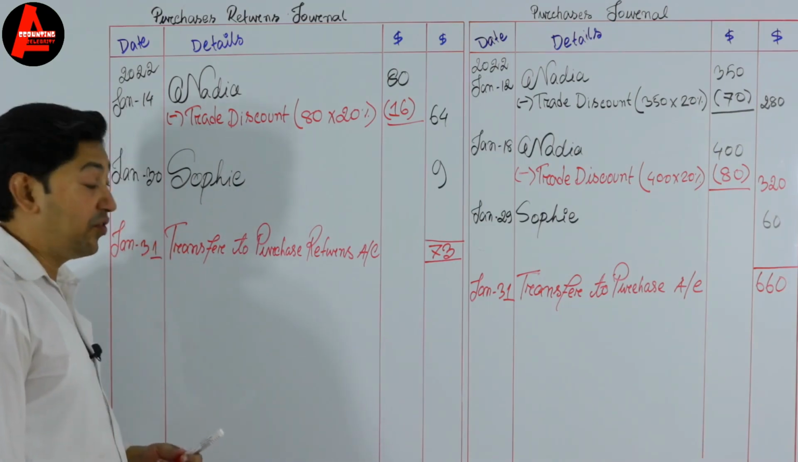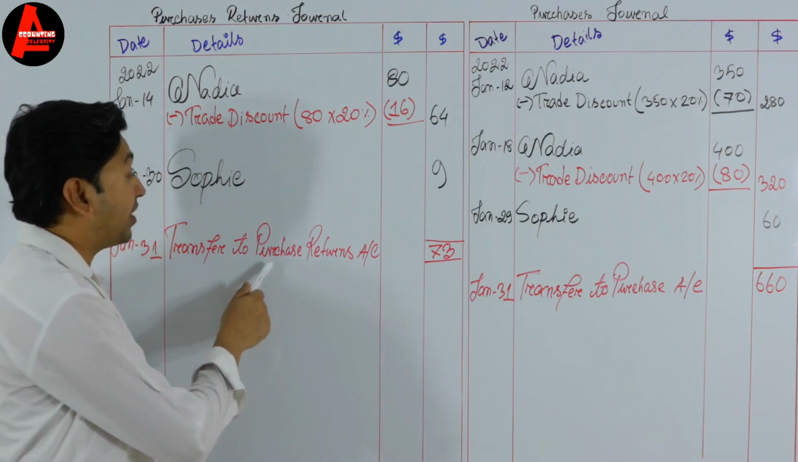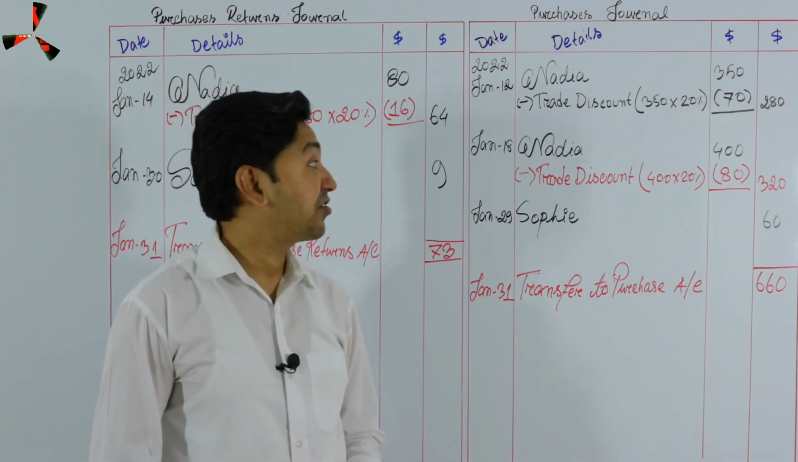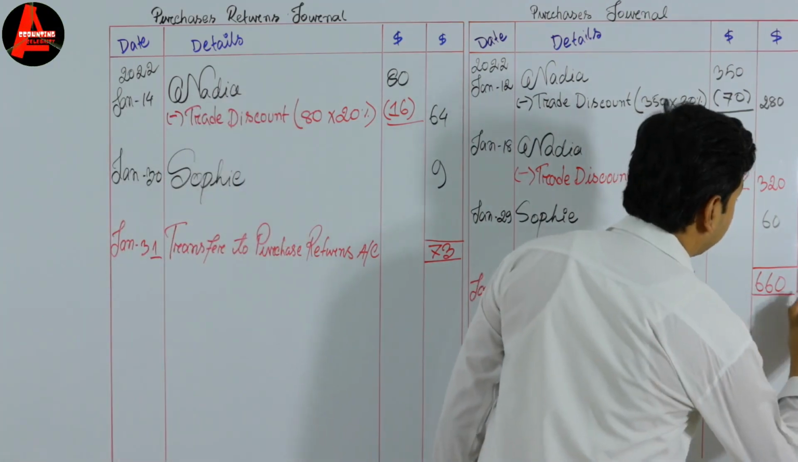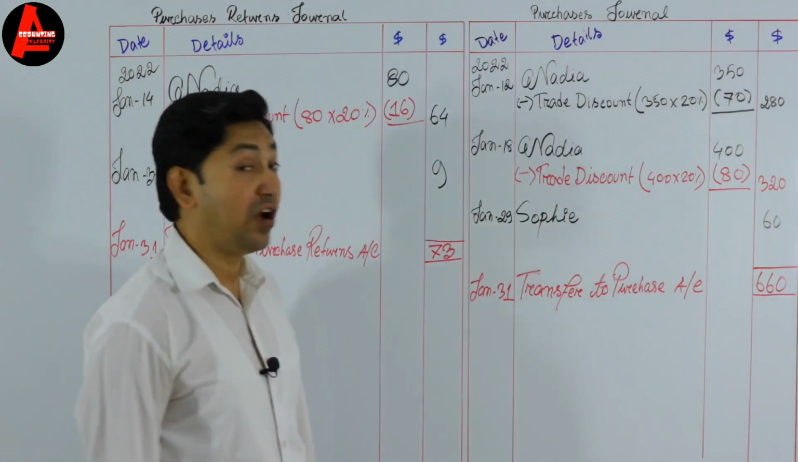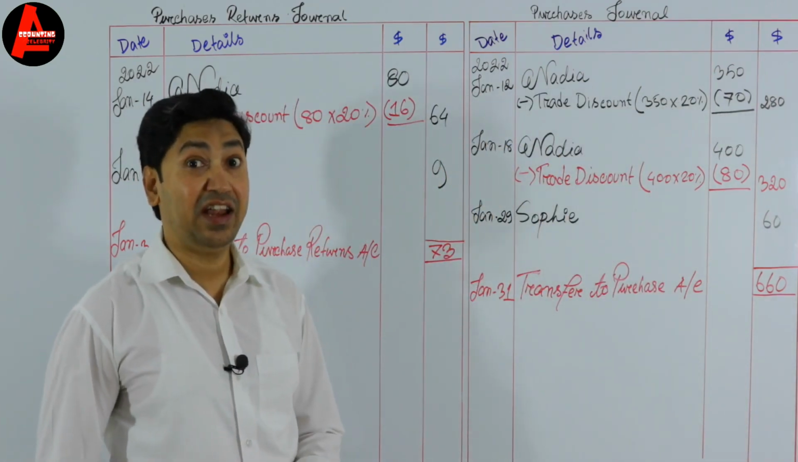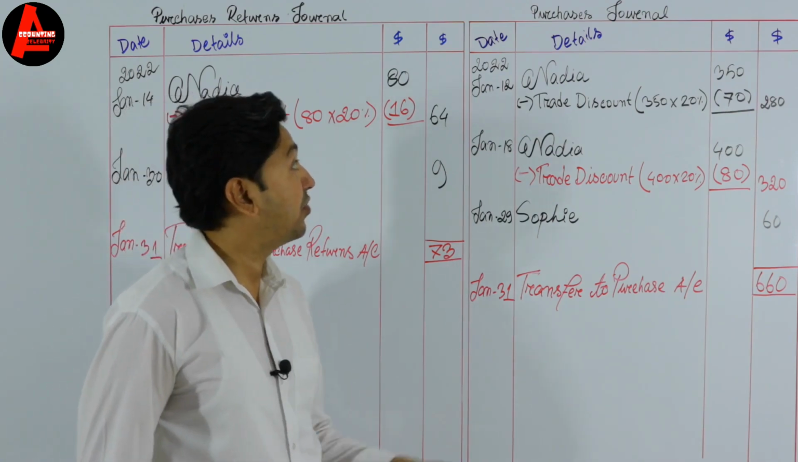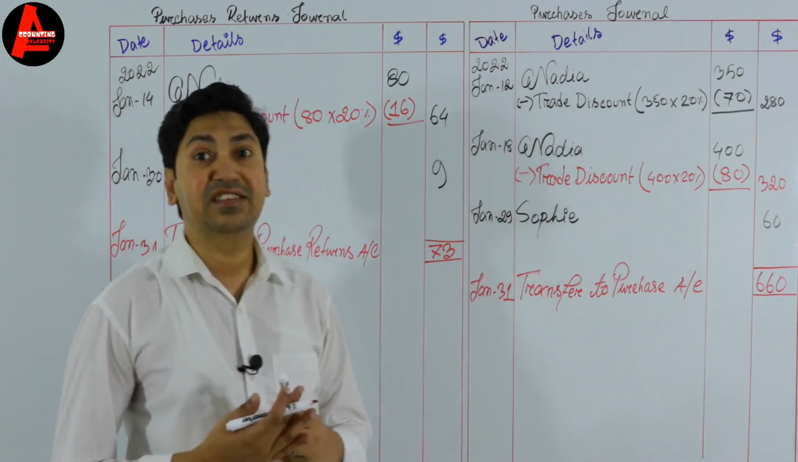Many of you make a mistake here. You write transfer to purchase returns journal, but it is incorrect. In the next tutorial, I will show you how to prepare a nominal ledger. I will also show how to prepare the journal for Nadia, a supplier.